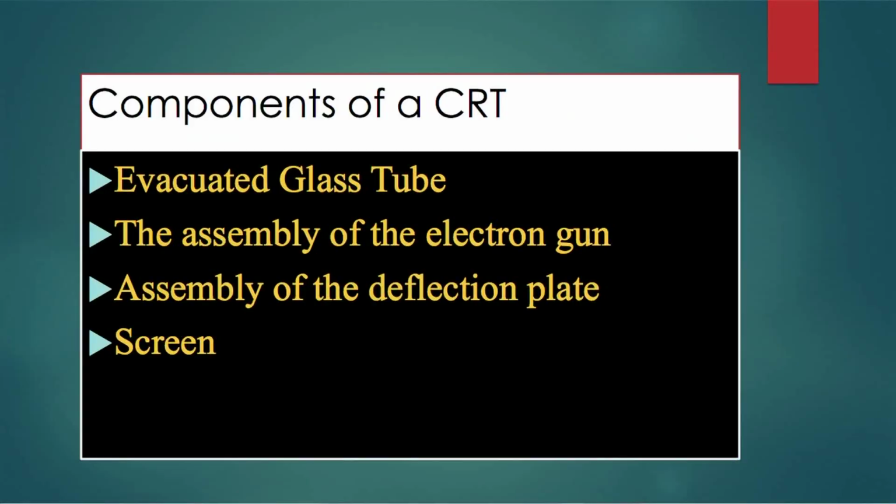Now let us discuss what are the major components of a CRT. To construct a CRT, we need an evacuated glass tube, an assembly of the electron gun, an assembly of the deflection plates and the screen. Let us discuss these components one by one.